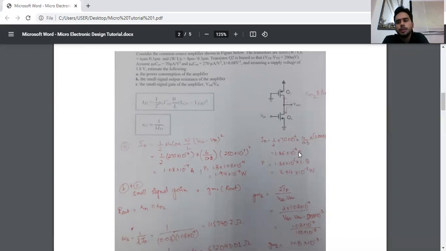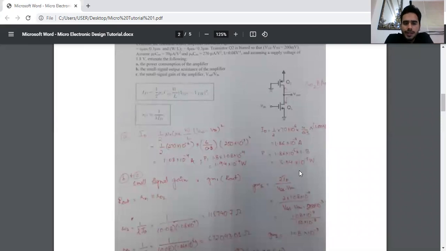The parameters for PMOS are inputted, and we get the current, that is 1.86 into 10 power minus 8 amperes. Now the voltage which is being supplied to both the MOSFETs is basically Vin, that is 1.8 volts. Multiplying both of these together, we get a total power of around 5 into 10 power minus 4 watts if we add both of these together.